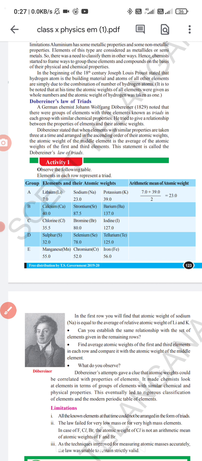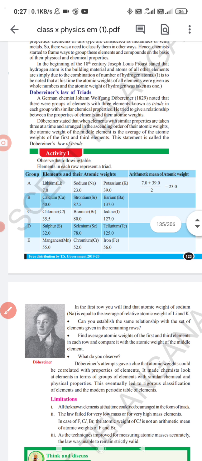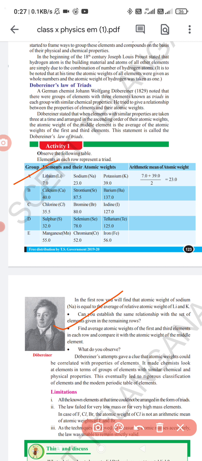In the first row, that is first group A, you will find that the atomic weight of sodium is equal to the average of the relative atomic weights of lithium and potassium. If you take the average of lithium and potassium, you will see the atomic weight of sodium. It is very important to understand. If you understand an example, you can understand the statement of this law, then you can remember it easily.